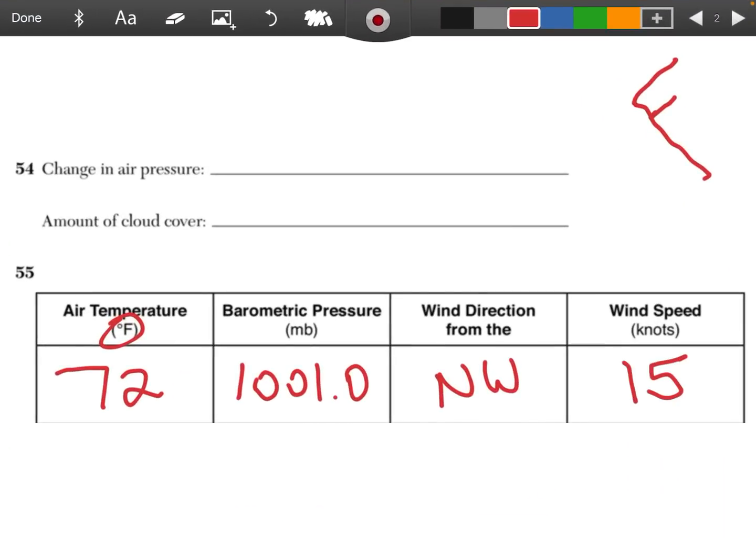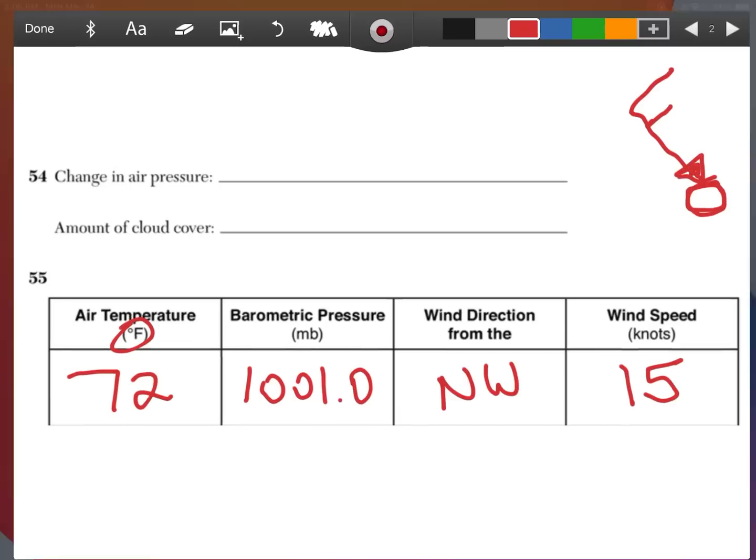The biggest trick with this one is recognizing that even though this is pointing to the northwest, that's where the wind is coming from, and it's blowing into our weather station like that. Okay, so that's number 55.